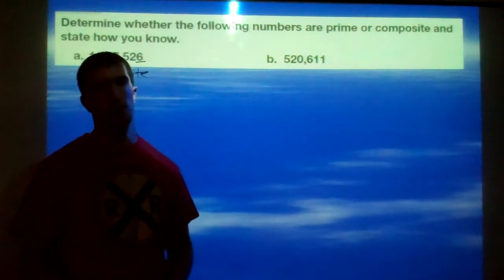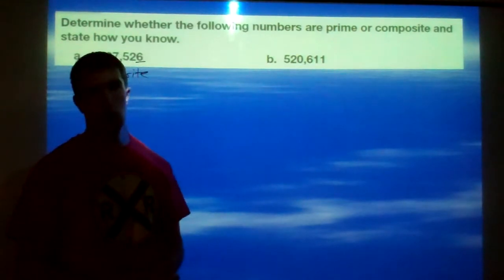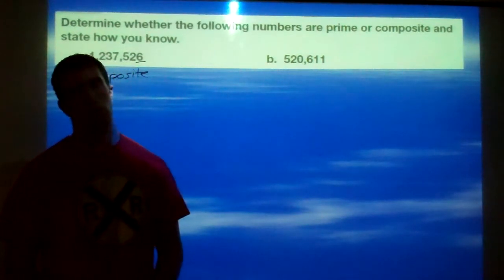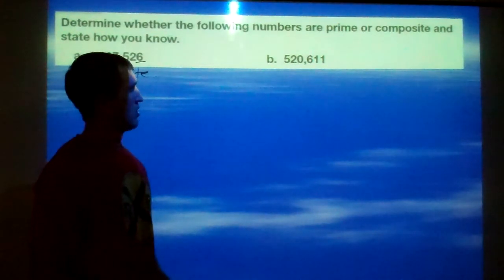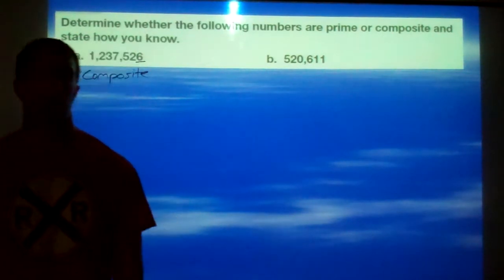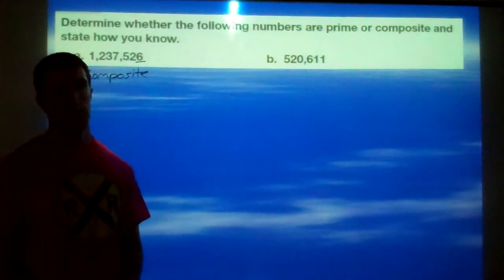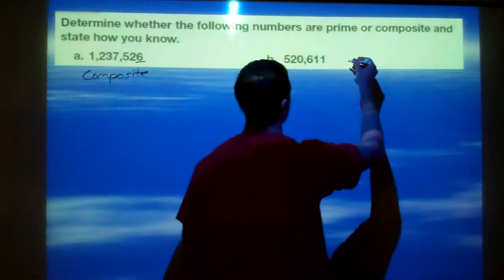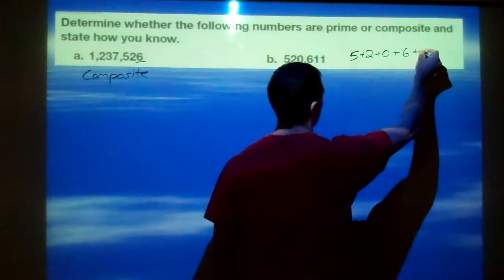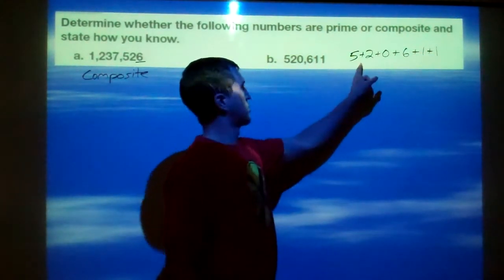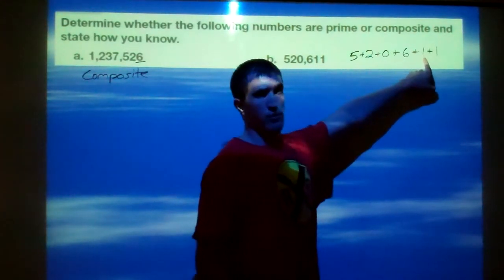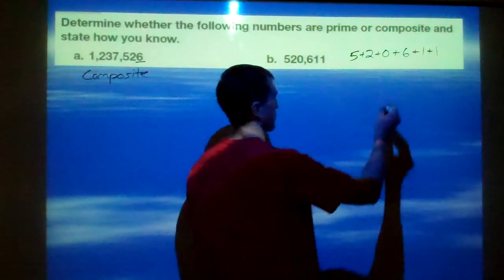B is not as obvious. It's not even, so 2 won't go into it. It does not end in a 0 or a 5, so 10 won't go into it, and 5 won't go into it. The last 2 digits, 11, are not divisible by 4, so 4 won't go into it. The one that we need to try is, let's add up the digits and see what we get. So 5 plus 2 plus 0 plus 6 plus 1 plus 1. So we get 7 plus 0 is still 7, plus 6, 13, plus 1, 14, plus 1, 15. So this equals 15.